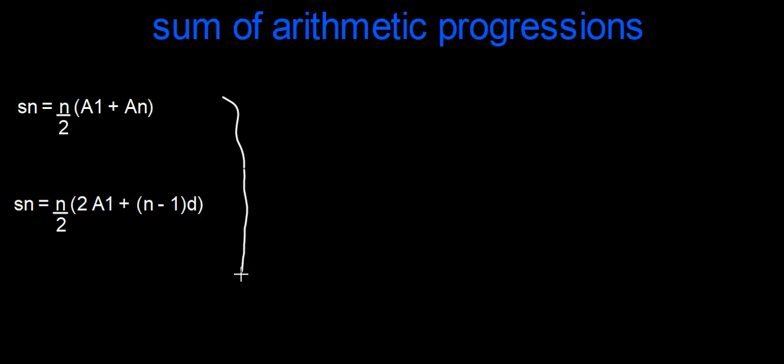I actually made a video on the basics of arithmetic sequences, so I want you to check it out. But on this one, the second formula is n over 2 times the whole 2a1 plus n minus 1 times d. If you have d, the common difference, you have to use this formula.